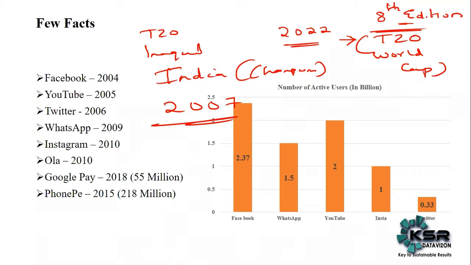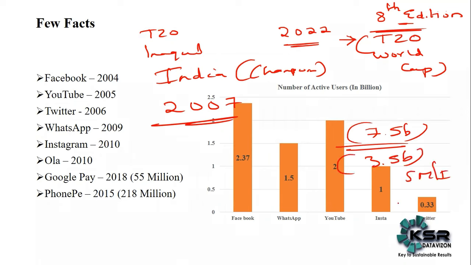2.37 billion people are using Facebook. What did I say in the previous slide? There are 7.5 billion people on this earth. 3.5 billion people are smartphone and internet users. In that, 2.3 billion people are alone using Facebook. I don't use Facebook, so I'm excluded from the 3.5. But of the 3.5 billion people who are using internet and smartphones, 2.3 billion are using Facebook.